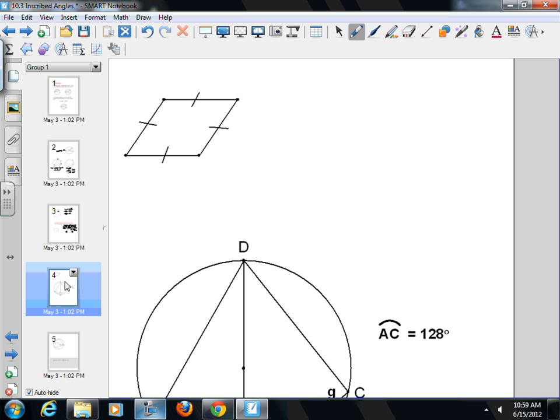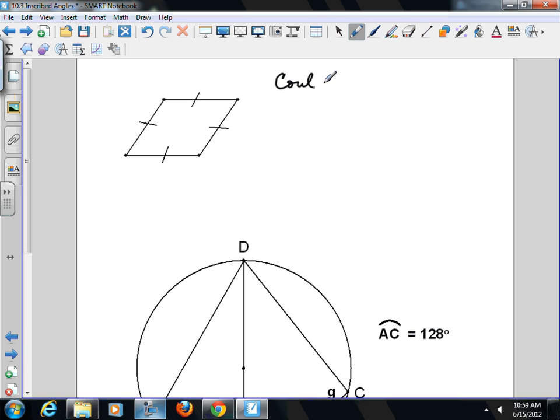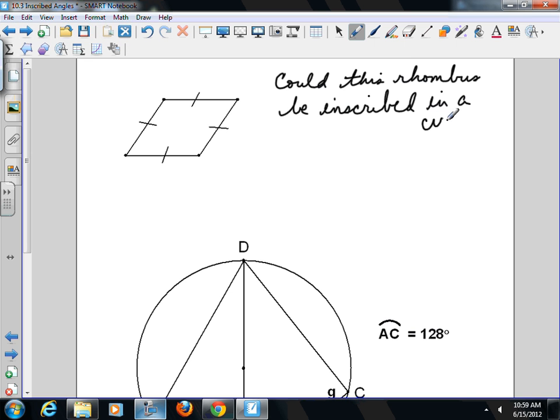Let's go on to the next page. Now, this next question, I want to ask about this next figure, is could this rhombus be inscribed in a circle? So we want to think about this.